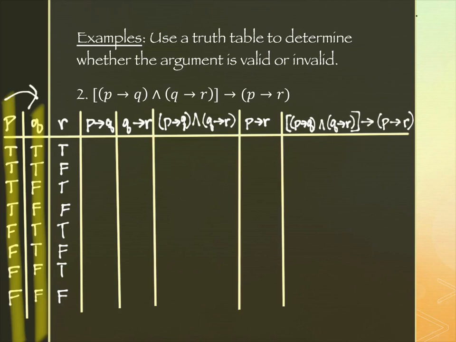All right, so P implies Q means that if I have the first two say true, true, true, true, those two statements are true. The next two are identical, and they say true implies false. Those are false statements. The last four all start out false. So they're all automatically true.